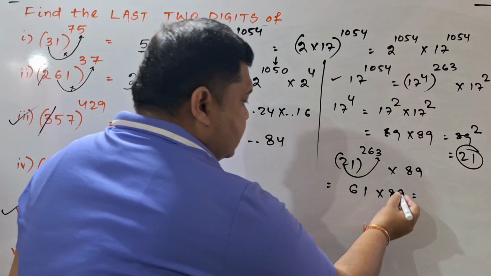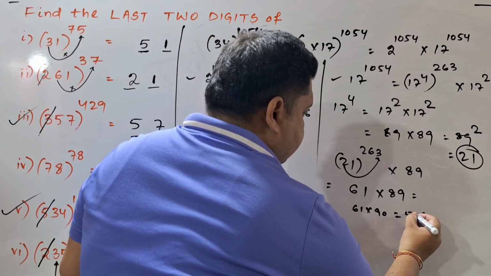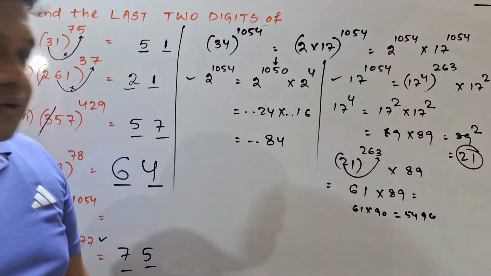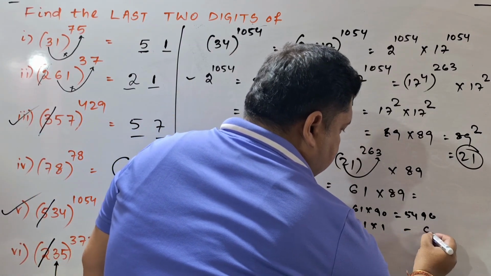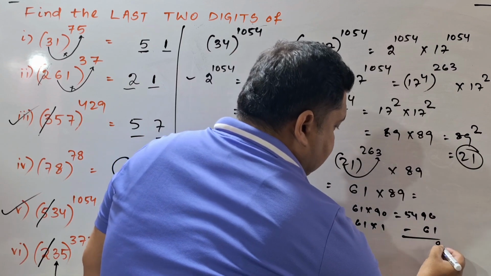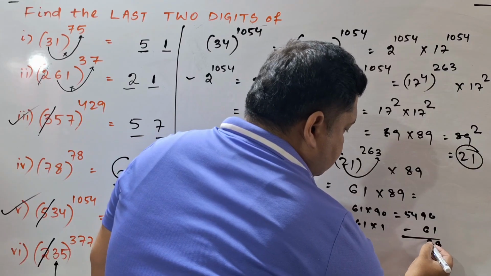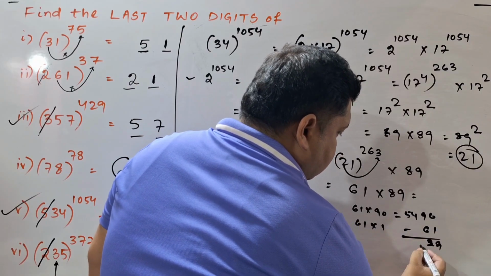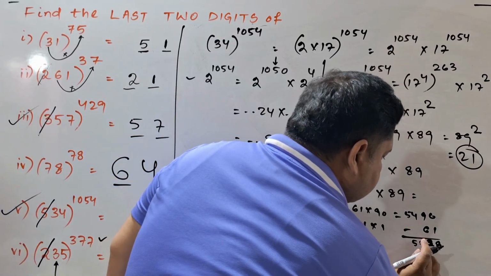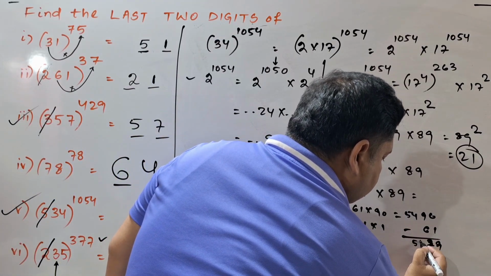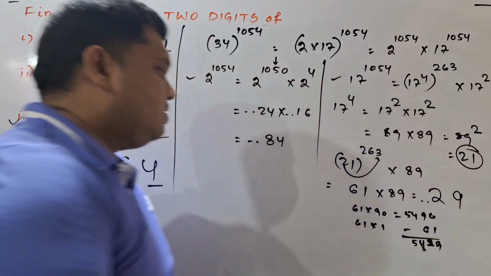So if I multiply with 9, what do I do? 61 into 90. 9 into 6, 54, that is equal to 5490. Then 61 into 1, you just subtract. Minus 61. If I do this, the last two digits come out as 29. Clear? So the last two digits here are 29.